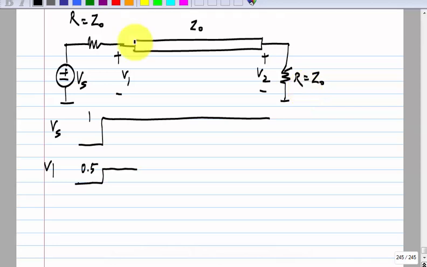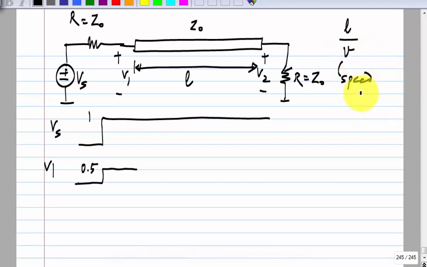Same as V1, but the signal takes some time to go from here to there. If this is the length of the transmission line and there will be some speed of the electromagnetic wave inside the transmission line, there will be a delay which is L by V. This is the speed, basically the speed of light divided by square root of epsilon r times mu r, where epsilon r and mu r are relative permeability and relative permittivity of the media.